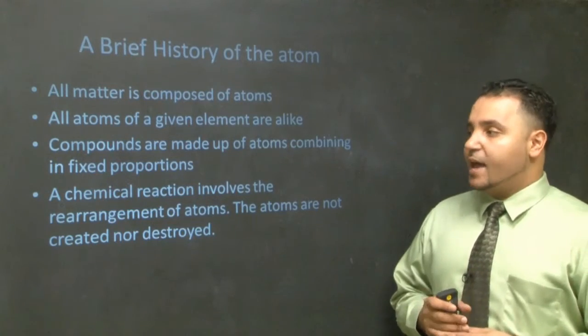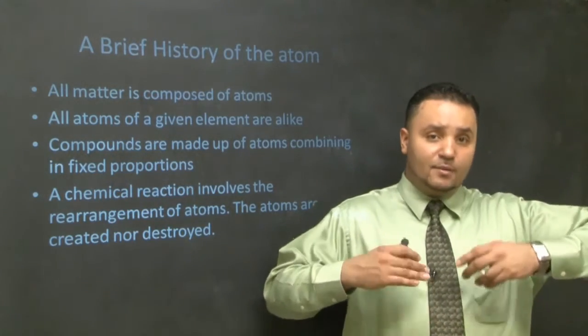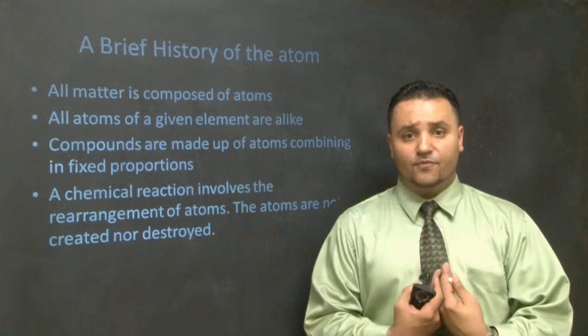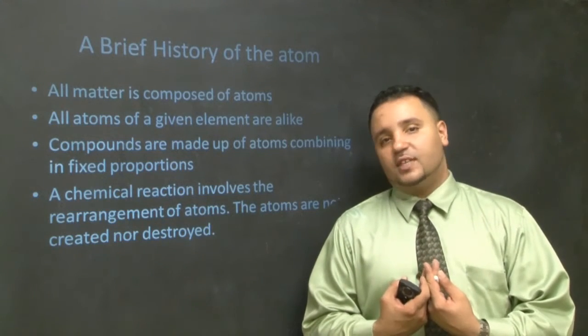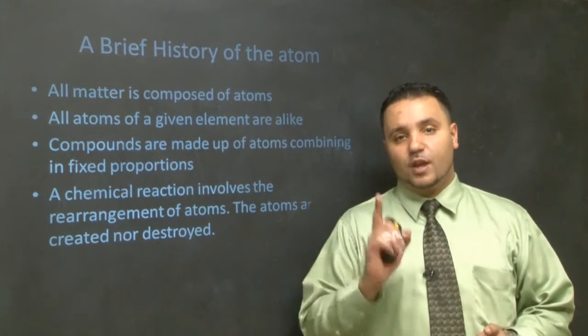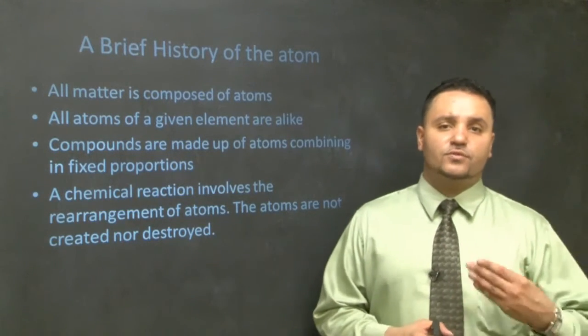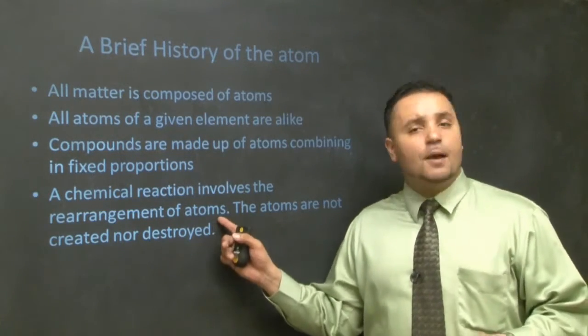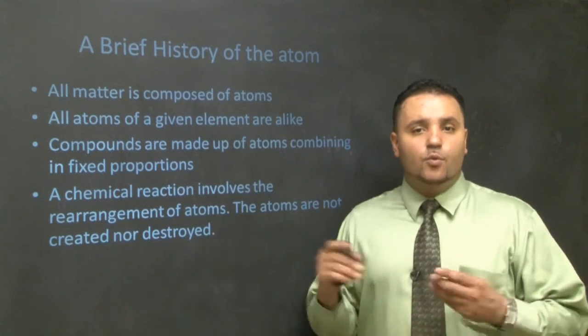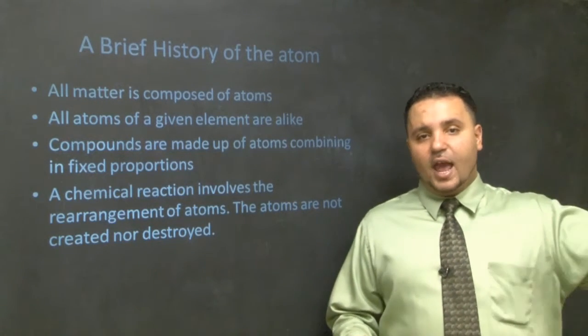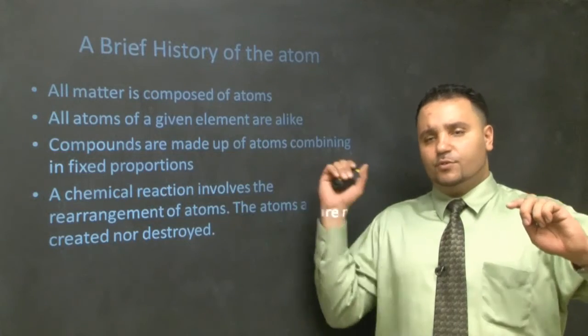Compounds are made up of atoms combining in fixed proportions, as we said before. H2O is a perfect example. For every 2 atoms of hydrogen, we have 1 atom of oxygen. And finally, a chemical reaction involves the rearrangement of atoms. This is a chemical change that we did in lecture 1. We know that there's reactants and it yields, or with an arrow, to products.